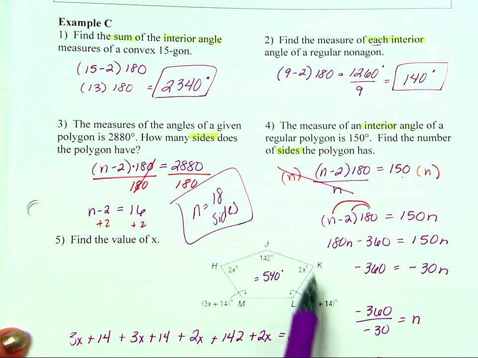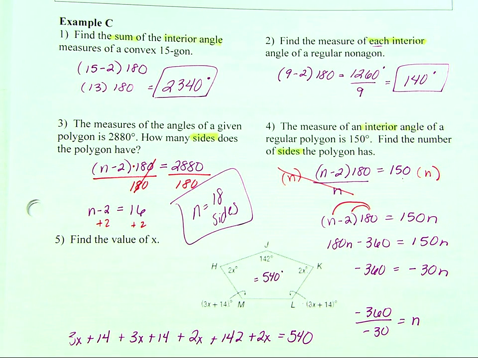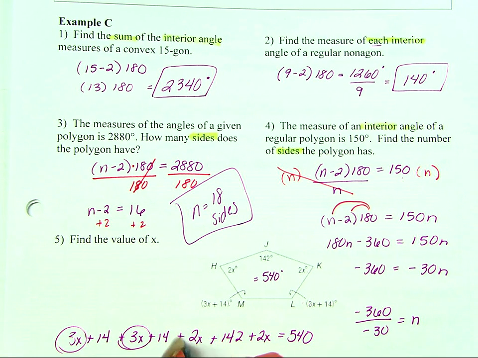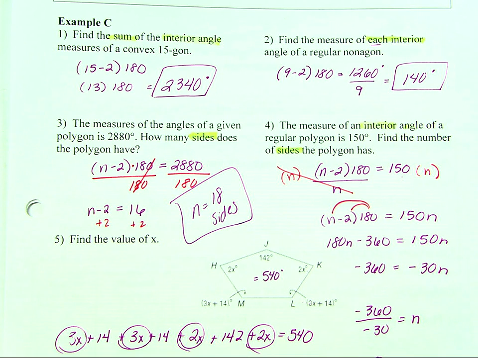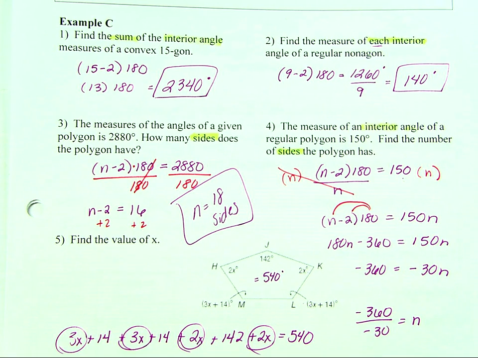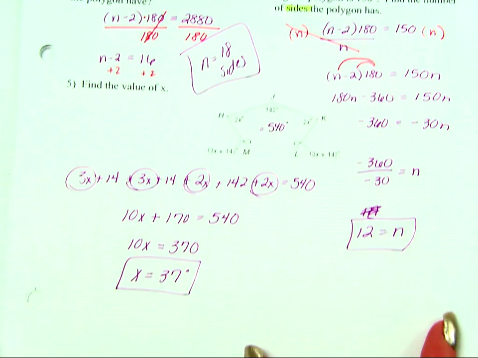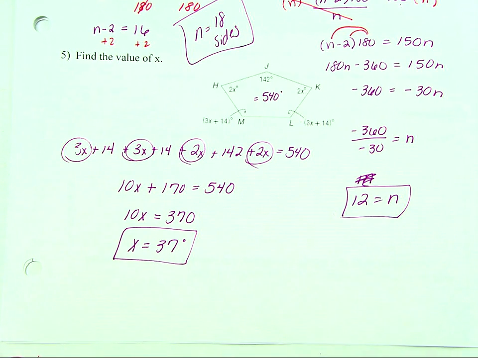I have to make sure I have all 5 angles in my equation. Now I'm just going to look at combining my like terms, and solving from there. Looks like x is going to come out as 37 degrees.